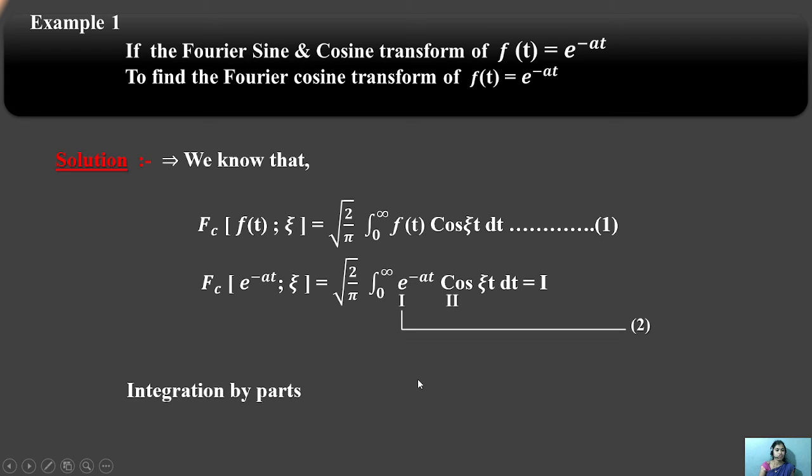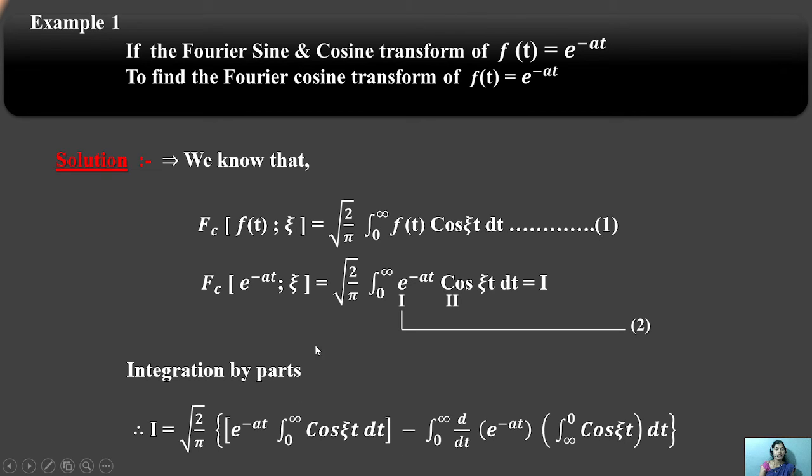Now, integrating this part, I equals the formula of integration of u into v. First of all, there is the constant of the form, the square root of 2 by pi. Then integrate the value, the first value being constant. This will be the form u into v, and the formula will be applied: u is the first function, integral of v, minus the integral of the derivative of u times the integral of v. Then apply it to this equation: e to the power minus at is the first part, and the integration of cos ξt dt.